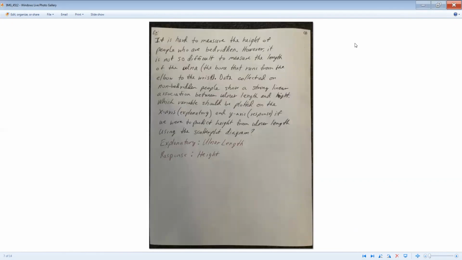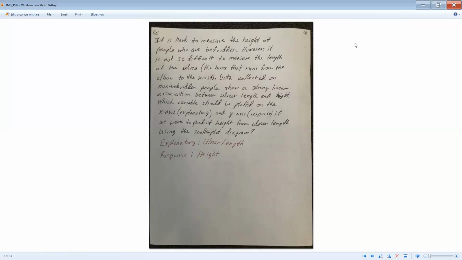Here's an example of trying to distinguish between the two. It is hard to measure the height of people who are bedridden. However, it is not so difficult to measure the length of the ulna, that is the bone that runs from the elbow to the wrist. Data collected on non-bedridden people show a strong linear association between ulnar length and height. Which variable should be plotted on the x-axis, which is explanatory, and the y-axis, which is your response?